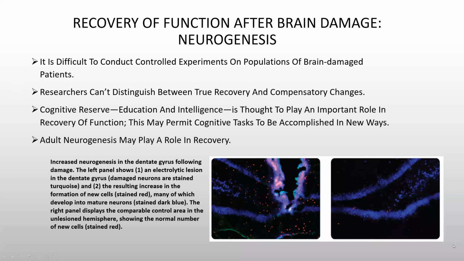Okay, then there's neurogenesis. Now, neurogenesis is a very, very new science here. It is difficult to conduct controlled experiments on populations of brain damaged patients. You can imagine that it's very hard for us to study this because it is so invasive, right? Trying to get into somebody's brain just to identify if neurogenesis is occurring, and whether things are being repaired or reorganized.